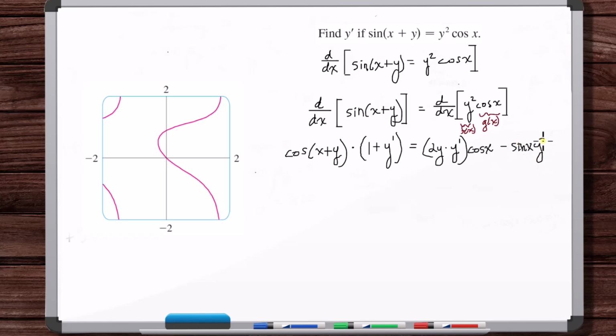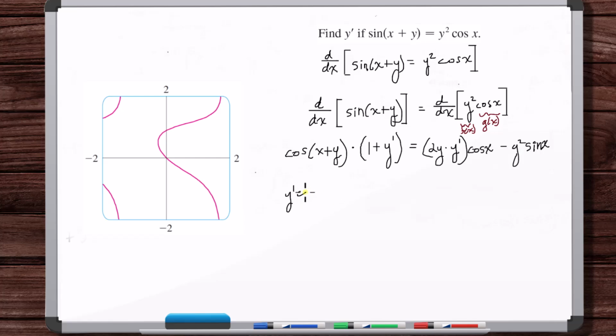times the first. So that's y squared sine of x. There you go. That's it. Now it's just algebra. Just solve for y prime and you're done. Okay, so let's distribute everything and then bring all of the y prime terms to one side and the other terms to the other side.